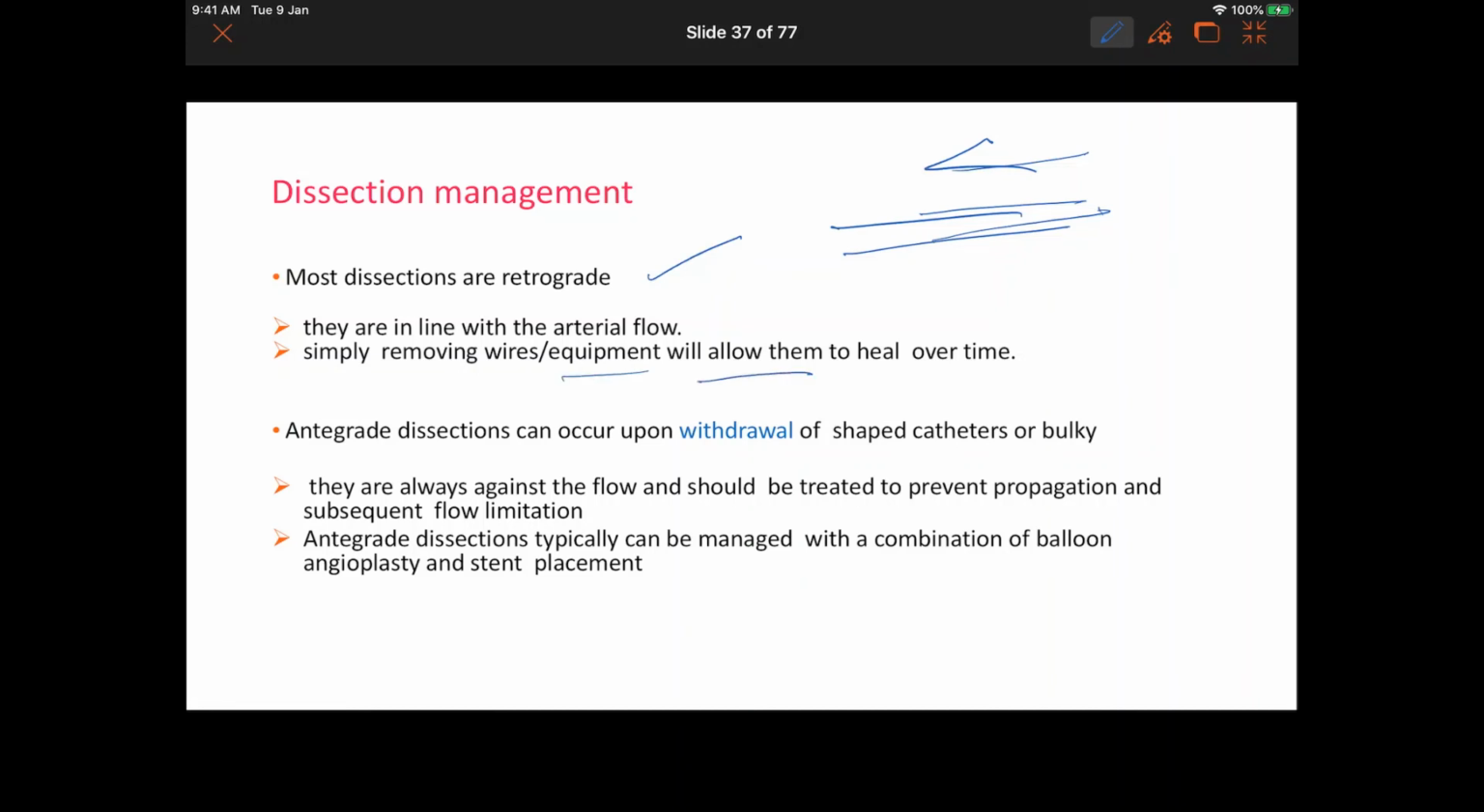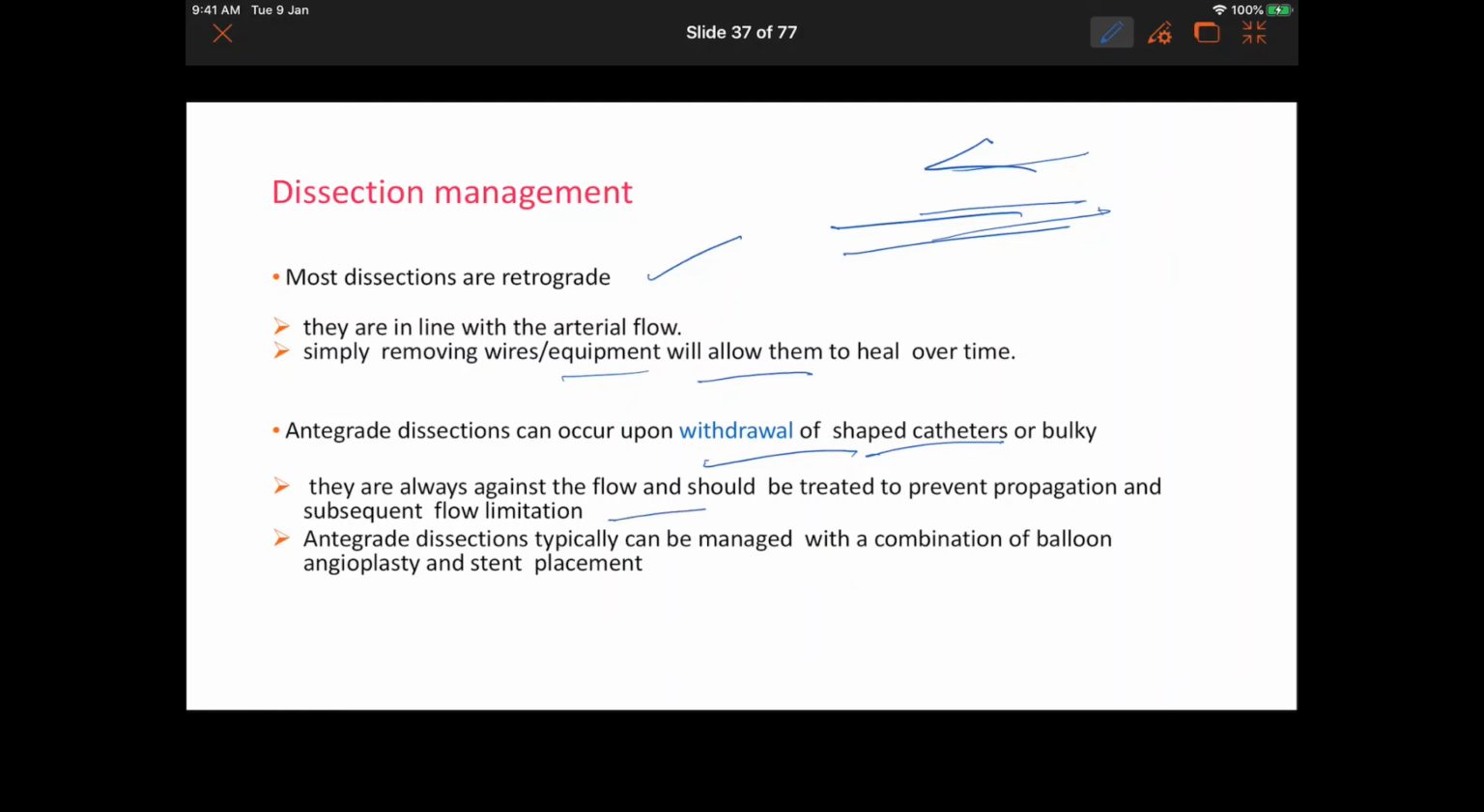Anterograde dissections are an issue because they can happen because of withdrawal of a shaped structure. Particularly, never ever pull out an EBU guide without a wire. This is the reason, because you can usually create a rent or a razor effect on the vessel and it can result in anterograde dissection.